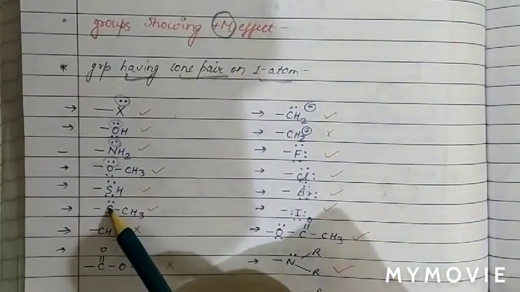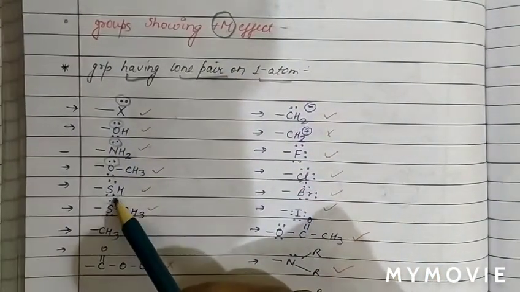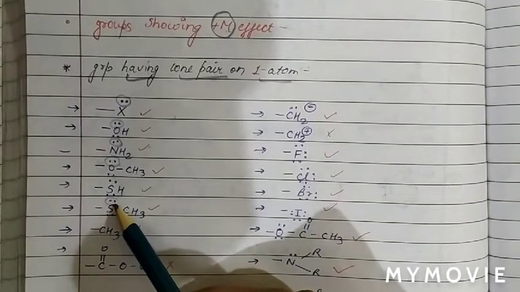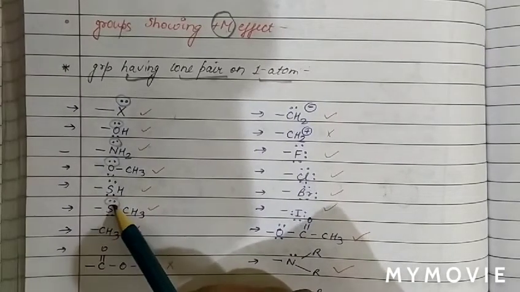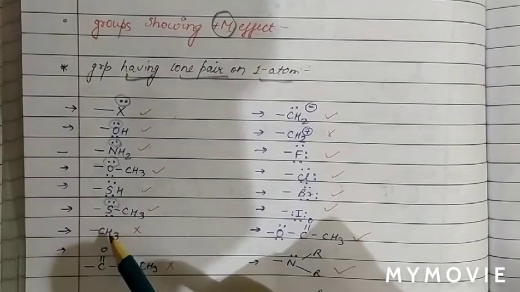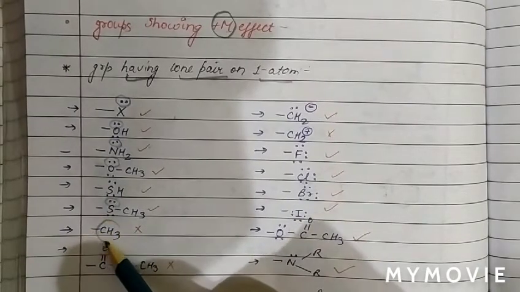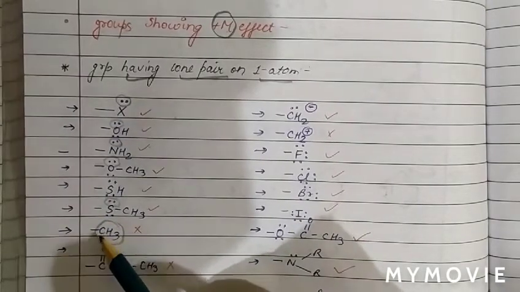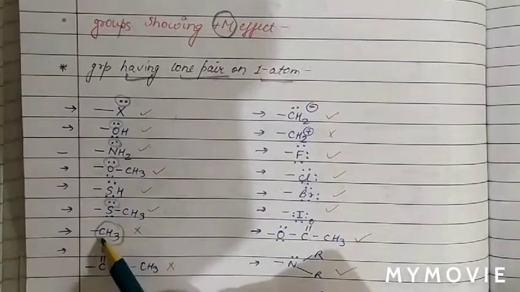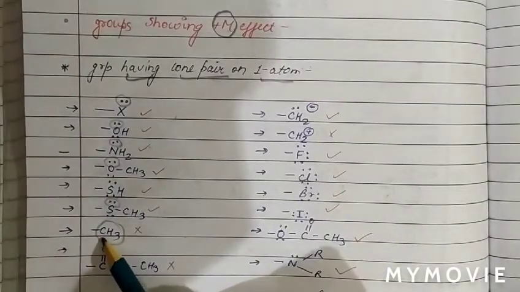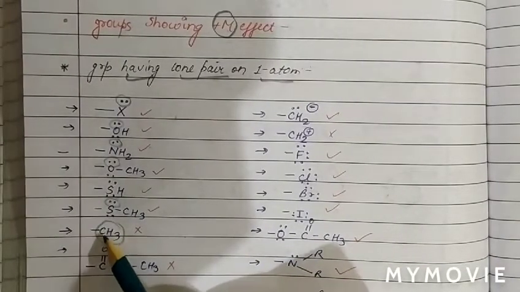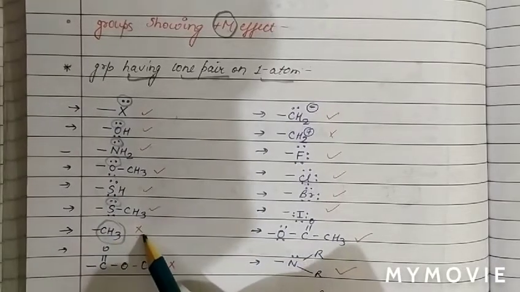See the case SCH3. In SCH3 there is a lone pair of electrons on the sulfur atom, so it also behaves as a plus M group. But in the case of CH3, there is no lone pair of electrons on the carbon atom. Therefore, it will not behave as a plus M group.